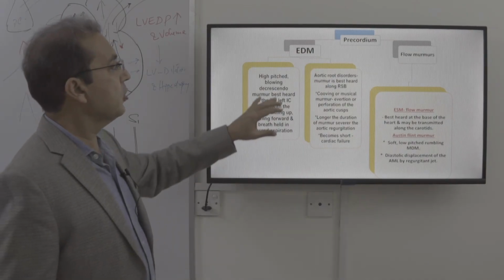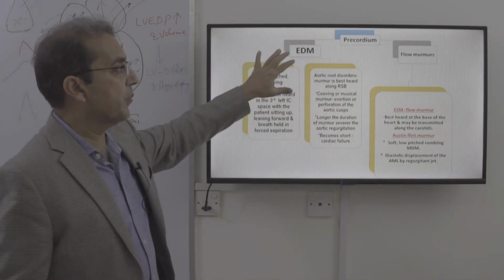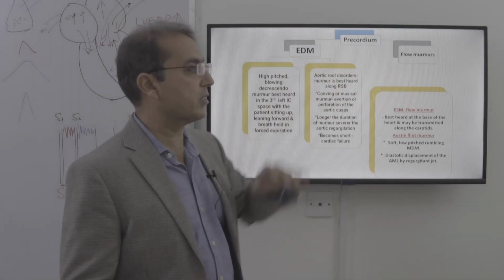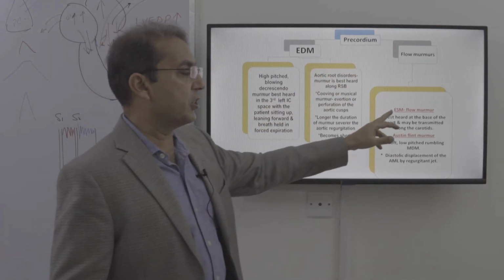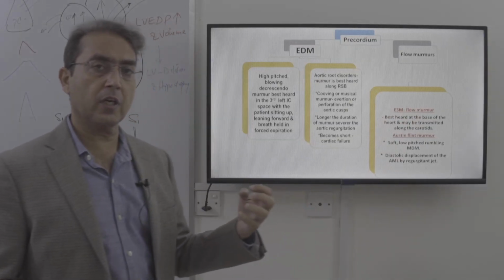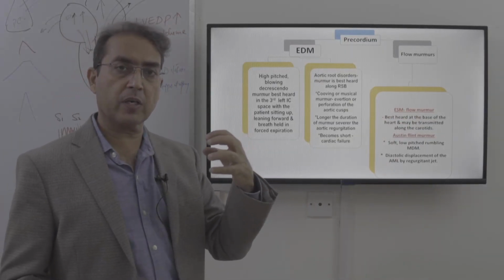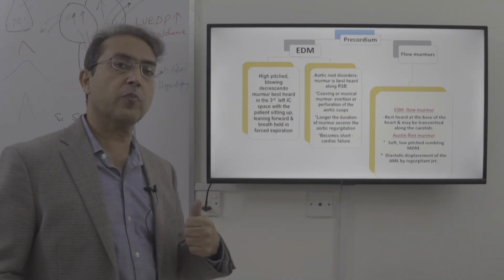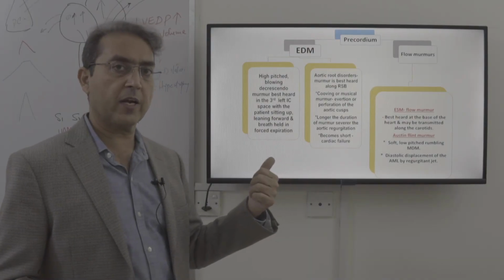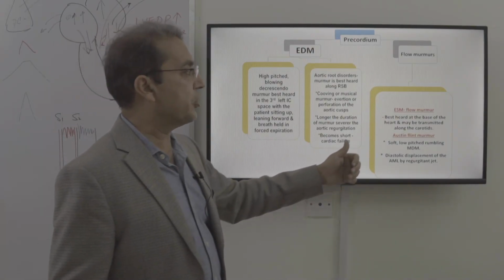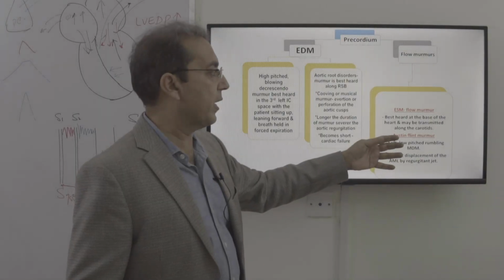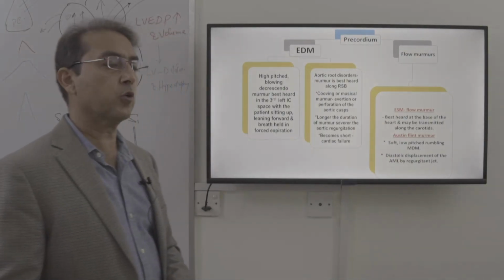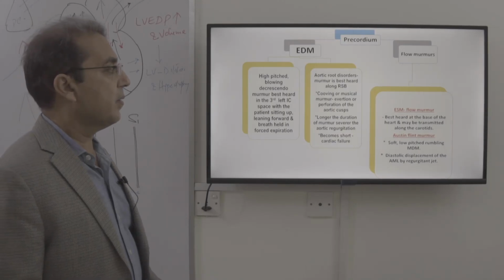So now, in addition to the early diastolic murmur, patients also have different types of flow murmurs. The patient may have an ejection systolic murmur. Since during aortic regurgitation, a large amount of blood comes to the left ventricle, and when the left ventricle contracts, a large amount of blood flows across the aortic valve. So that may result in an ejection murmur, which is a flow murmur. It may sometimes be radiating to the carotids.